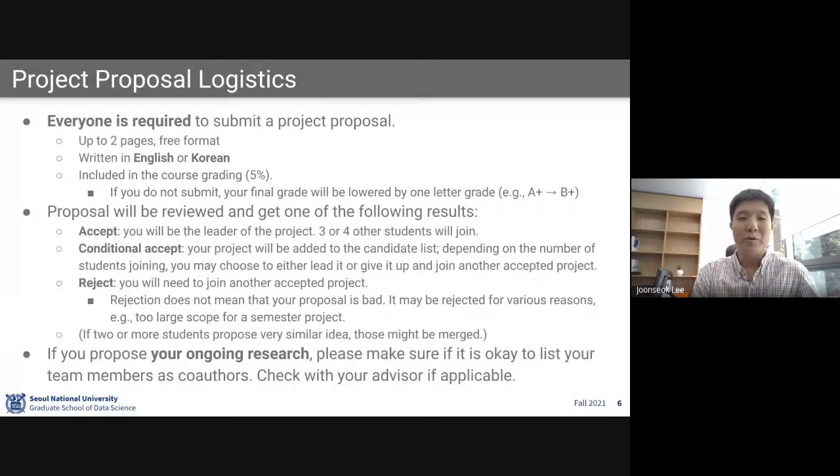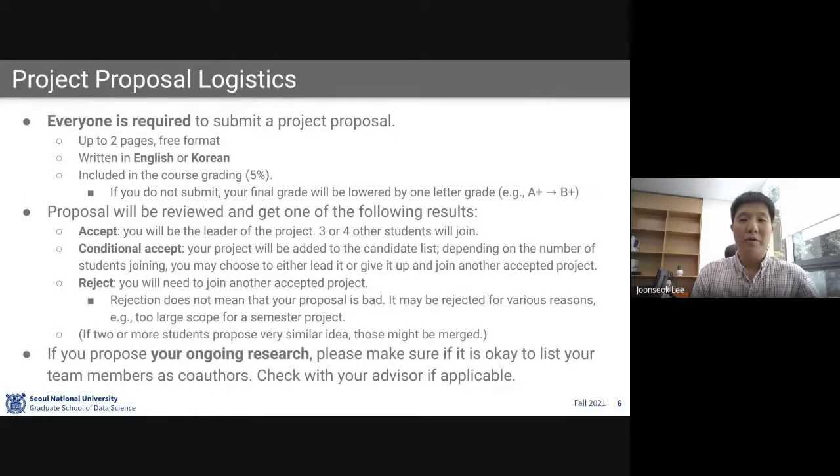And once your proposal is submitted, we're going to review it, and as I told you, we are going to give you one of these 3 results. Accept means that your project will be led by you during the semester, and 3 or 4 other students will join you. So you will be basically leading the project to have the final paper. And the leader will be the first author of the paper if we submit it to some conferences later.